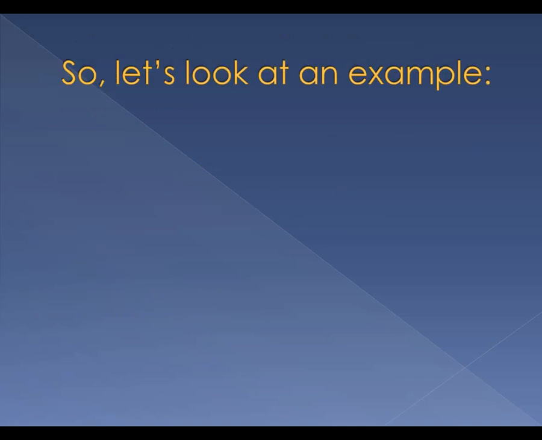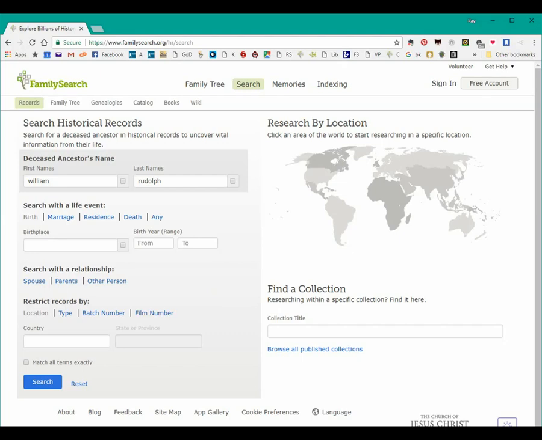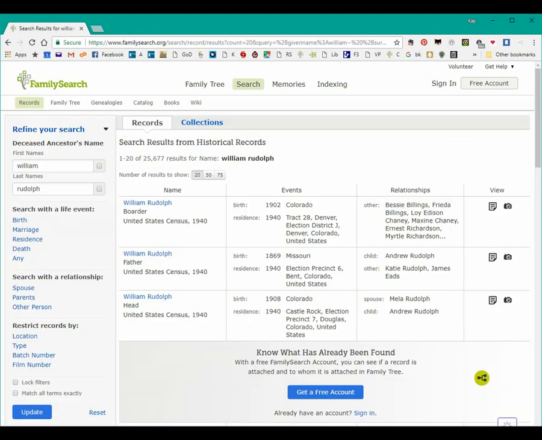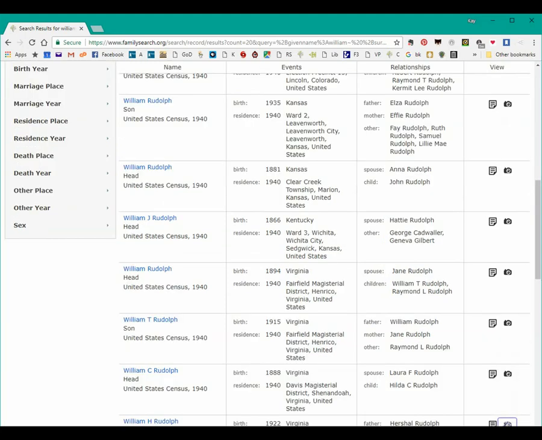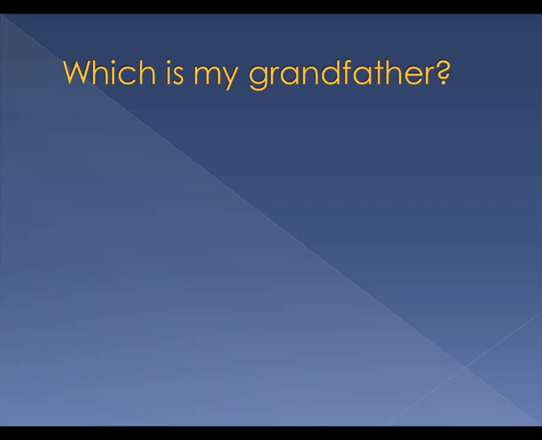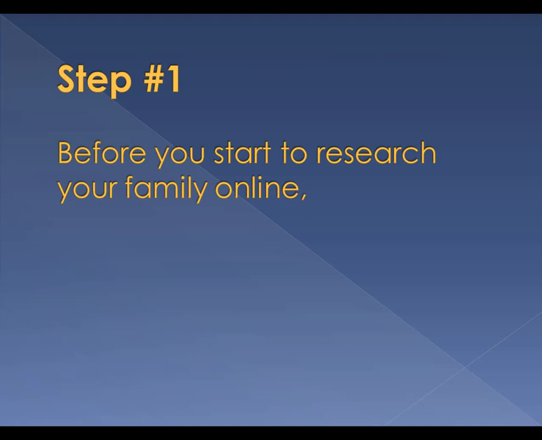So let's look at an example. My grandfather's name is William Rudolph. Let's find records for my grandfather. So I go here to the FamilySearch.org website. I type in my grandfather's name, William Rudolph, and click search, and I get 25,677 results for William Rudolphs. I have a bunch in the 1940 census, born in Colorado and Missouri, Kansas, Kentucky, Virginia, which are not my grandfather.